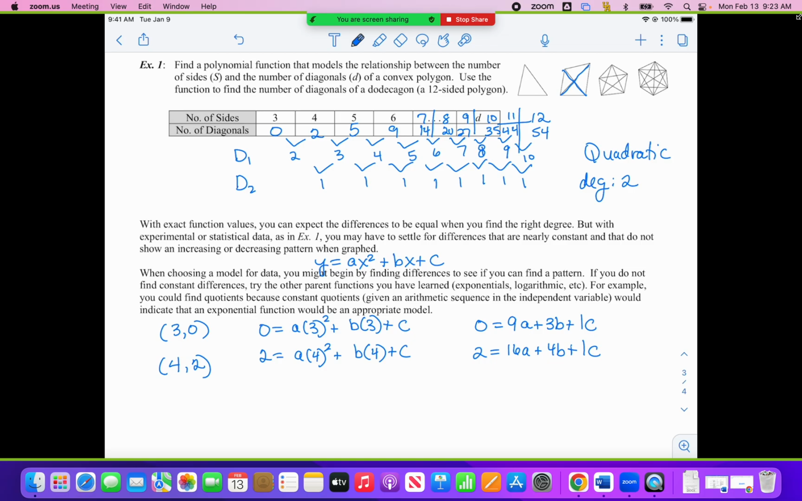So Elise, what would be another point that I could come up with then? Yeah, 5, 5. I'm just going from my table above.